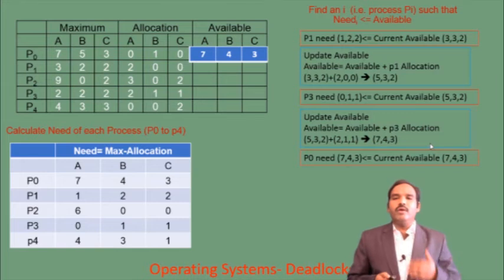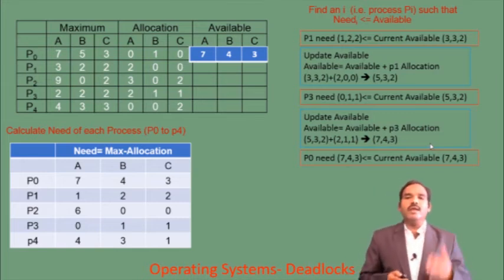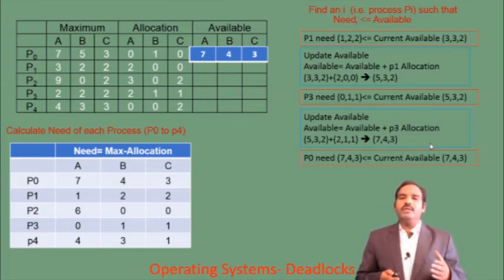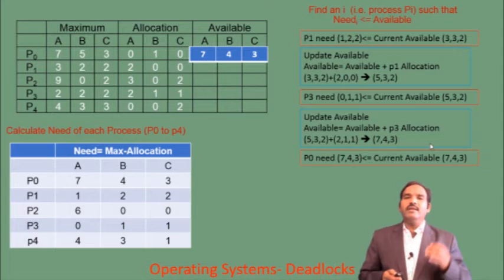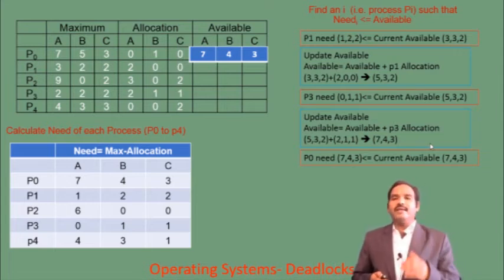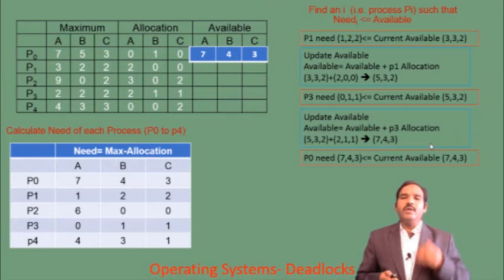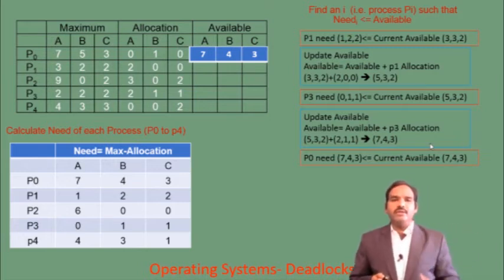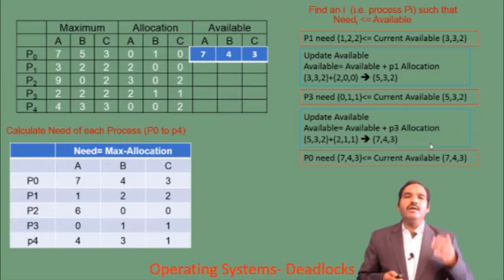4 less than or equal to 4, true. 3 less than or equal to 3, true. So here this condition is true. Then the selected i is 0, which means P0 is selected to allocate the resources. Once the resources are allocated, P0 will complete its execution, then it releases the resources.